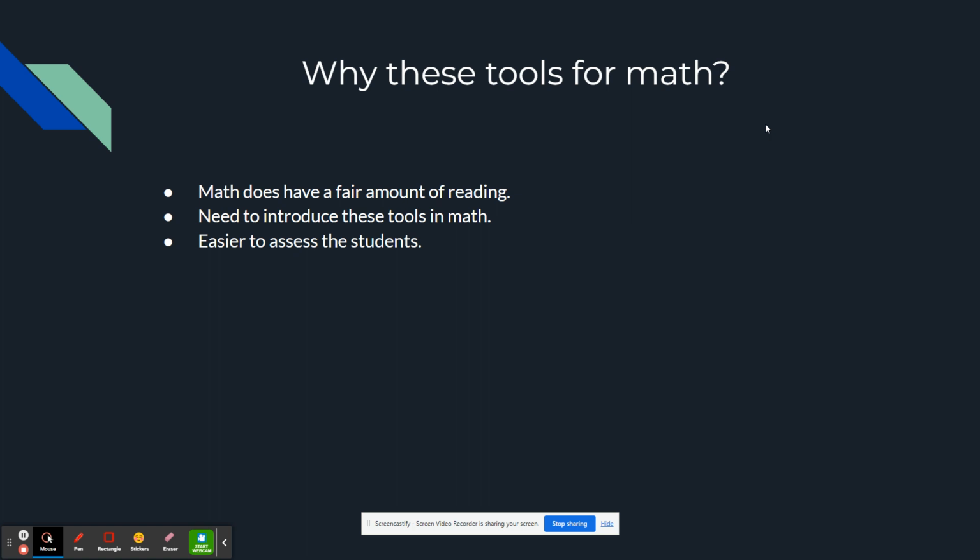But math isn't just numbers. There are a lot of word problems that are associated with it. There's a lot of syntax that goes with it. And sometimes we apply real world problems to these math problems. And so we need to introduce some tools to help these non English speaking students figure out how to apply these tools, these techniques, in the classroom and in the real world. And it makes it easier to assess students as well.